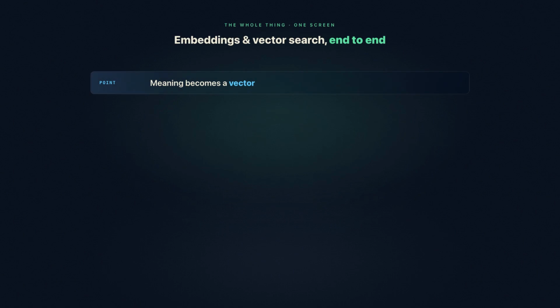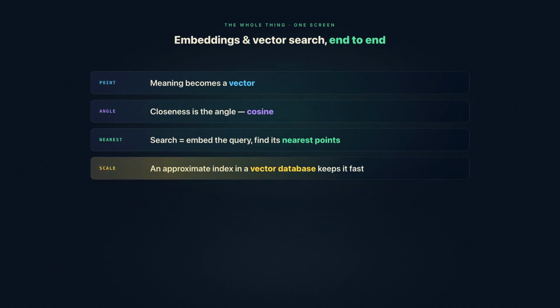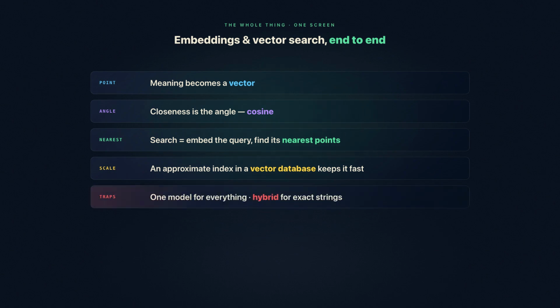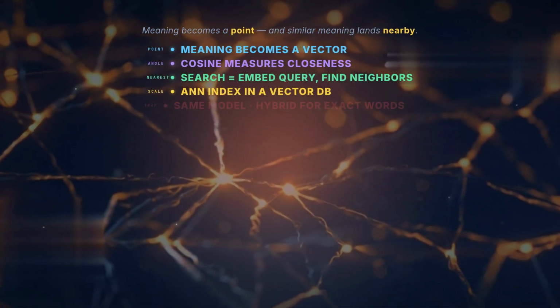The whole thing, one screen. Meaning becomes a point, a vector. Closeness is the angle between them, cosine. Search is embedding your query and finding its nearest points. At scale, an approximate index in a vector database keeps it fast. And the traps: one model for everything, and add keyword search when exact strings matter. Meaning becomes a point, and similar meaning lands nearby. That's embeddings and vector search, meaning as geometry.